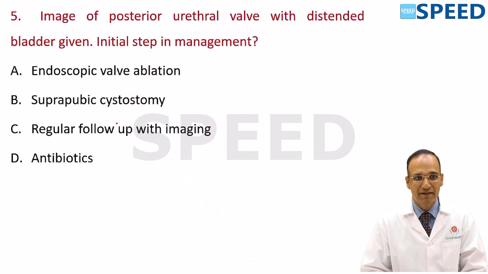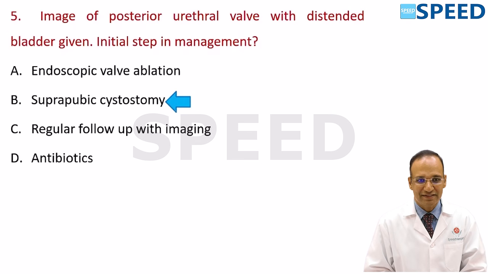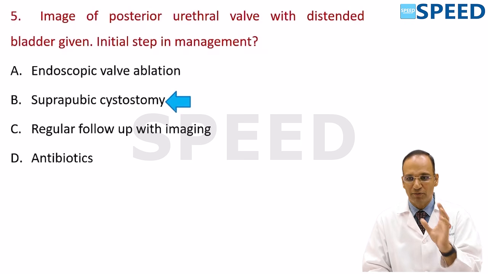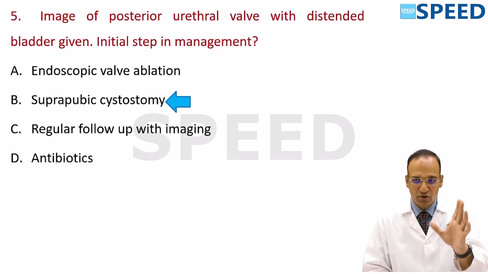Hunt and Hess. Image of a posterior urethral valve was given with the distended bladder. What is the initial step in the management? See, the initial step in the management of the distended bladder is to catheterize. When you look into the catheterization, the only option available here is a suprapubic cystostomy. Now, always the posterior urethral valve is one of the most common causes of obstruction of the urethra, and bilateral hydronephrosis. The posterior urethral valve, the most common location is just below the verumontanum, and it is a fold of mucosa that acts like a valve. It allows the passage of a catheter, but not the urine.